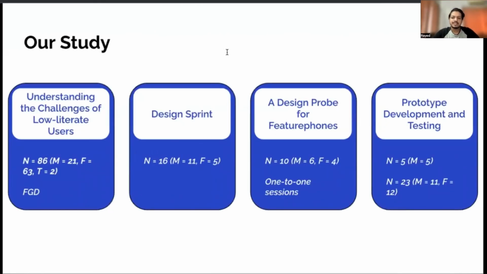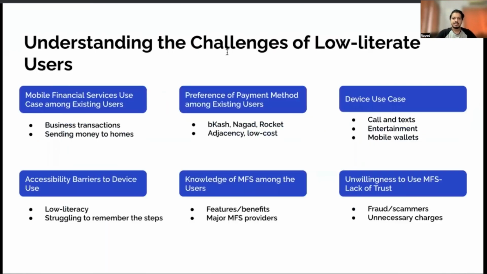We designed a four-phase study starting from understanding the challenges of low-literate users, followed by a design sprint, a design probe, and a prototype development phase. The findings from the first study can be grouped into 6 themes. First, the MFS use case. It is used for business transactions. The working class group often use it to send money to their homes.